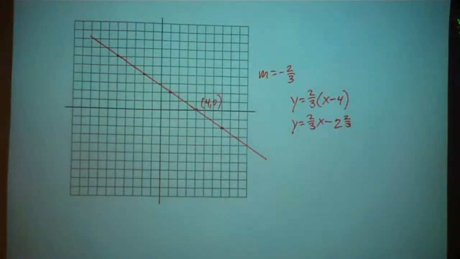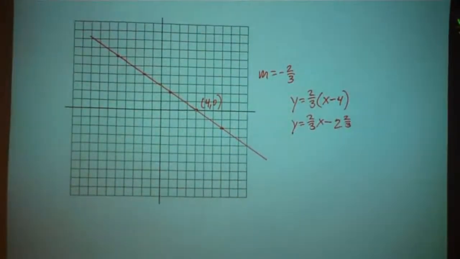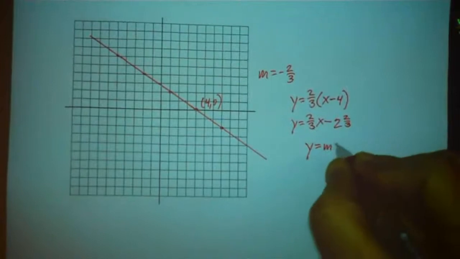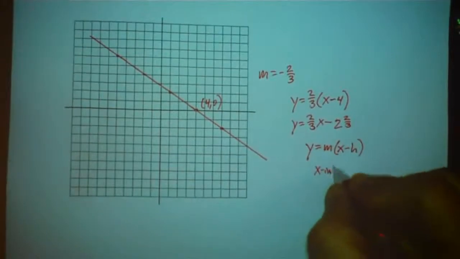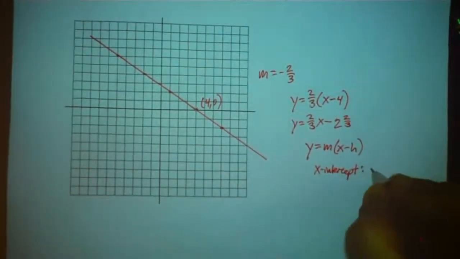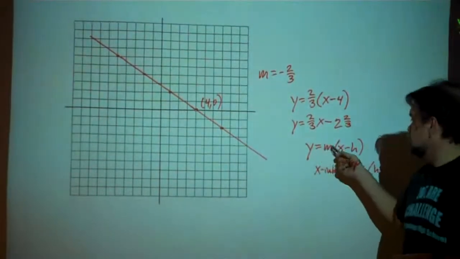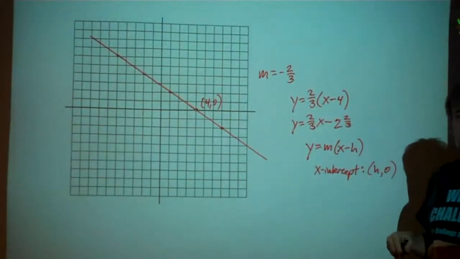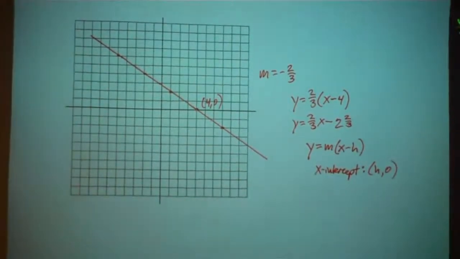So again, this time, instead of using the y-intercept, we use the x-intercept, and our formula is working very nicely, where if we have y equals m, our slope, times x minus some number, then the x-intercept is that number, 0. And if you see y equals m times x plus a number, you could think of that as minus a negative, so that means this h here would be a negative number. Okay? Let's try another example.